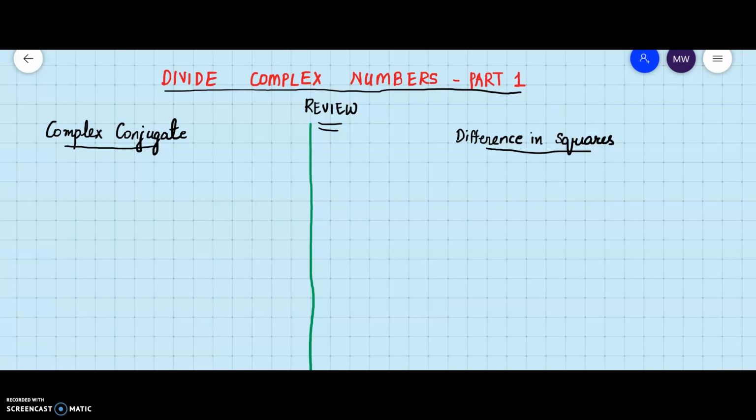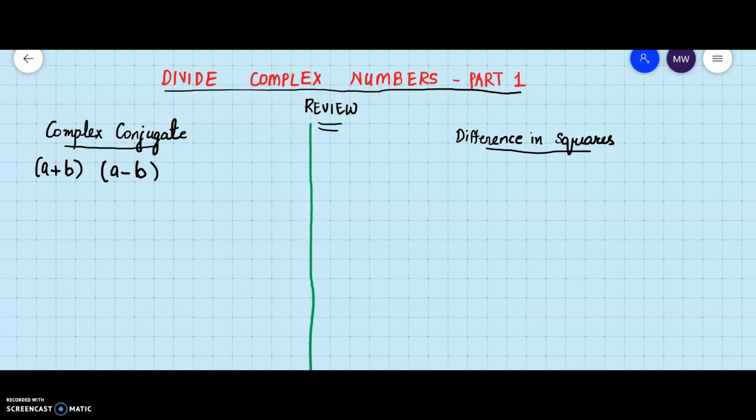I call this video part 1 because before we can divide complex numbers, we have to review two main skills that we actually use while we are dividing complex numbers. The first one, we need to know what we mean by complex conjugate, or how you find complex conjugates. Now, the conjugate of a plus b, this is how you find it. The conjugate of a plus b is a minus b.